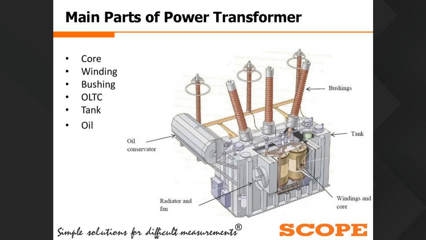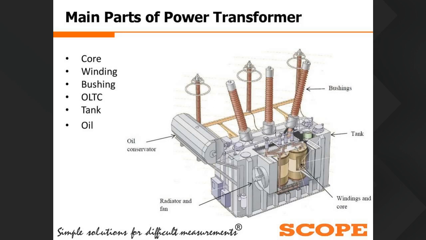Bushings: there are 2 types of bushings, OIP and RIP, that is, oil impregnated paper and resin impregnated paper bushings. OLTC, on load tap changer. This is a very important component in the transformer, used to regulate the voltage without interrupting the load current. About 30% of failures in transformers occur due to OLTC problems. Next one is the tank and oil.